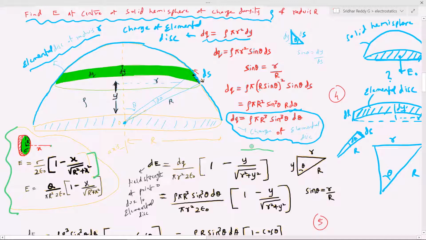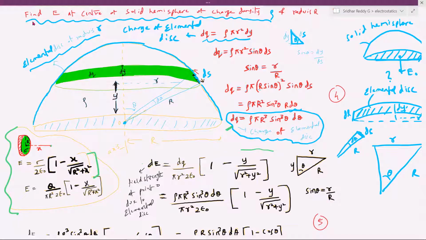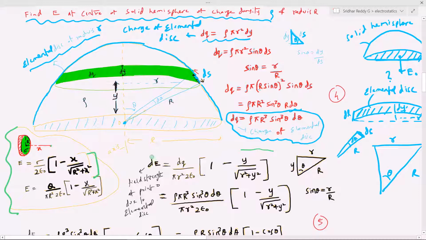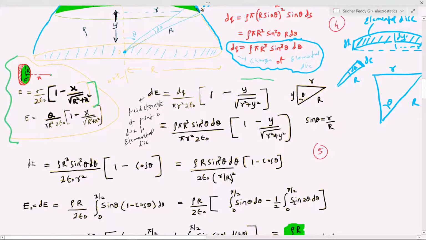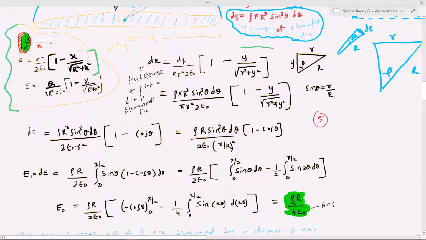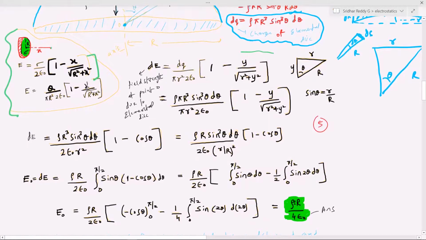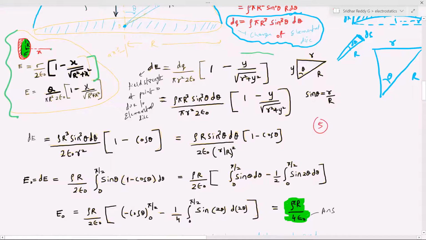Okay, I think this is a very important part, this one and the next, writing this equation. Okay, fine. Now let's substitute everything. What is dq? I'll substitute the value of dq here: rho pi r cube sine cube theta d theta by pi R square, 2 epsilon naught, 1 minus. Let me go for the simplification part. We'll end up with the mathematics here, just 2-3 steps.